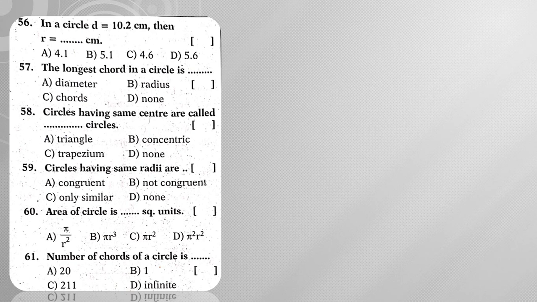Question number 56. In a circle, diameter d is equal to 10.2 centimeters, then radius is equal to? We already know the relation between diameter and radius. Diameter is equal to 2 times the radius, so radius is equal to diameter by 2. I can write this as 10.2 by 2, which is nothing but 5.1 centimeters. Hence the answer is 5.1 centimeters.